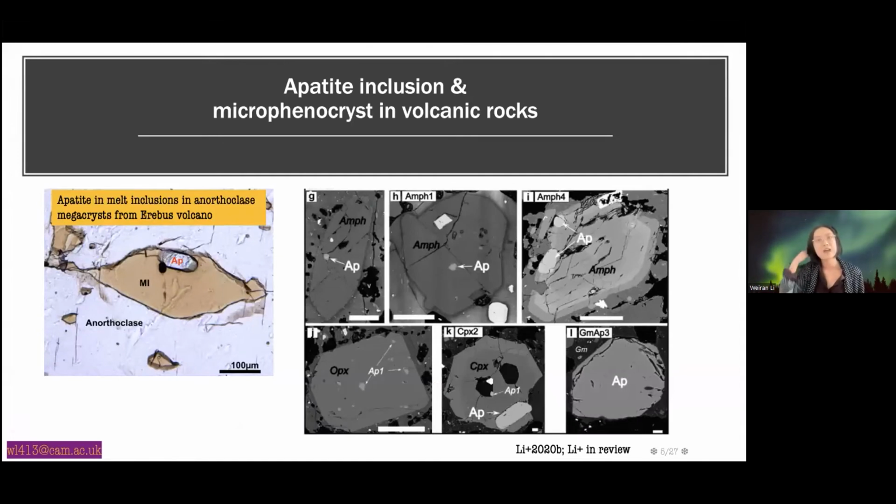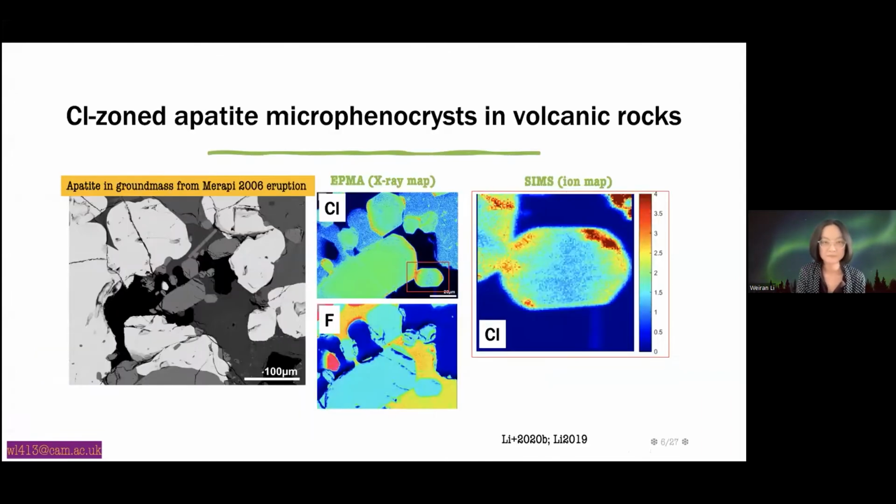In volcanic rocks that we will focus on today, we have observed apatite appearing in different textural positions, including as inclusions in melt inclusions, as shown in this figure here from Erebus volcano and Taapaca. Apatite also appears as inclusions in other major minerals in volcanic rocks, such as amphibole, pyroxenes, and plagioclase. It can also appear as microphenocrysts or microlites in the groundmass, which is what we will mostly focus on today.